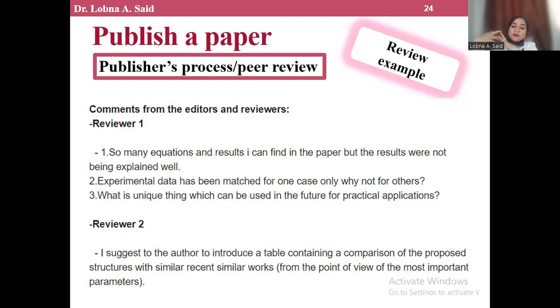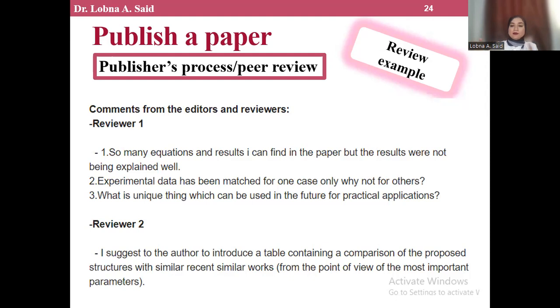And here are some examples of reviews. As you can see, one asks to introduce a table containing a comparison. Comparison is really important, as I told you in the beginning, and if you didn't do the comparison, people ask for it. Reviewer 1: many equations and results I can find, but the results were not clearly explained. As I told you, results have to be clear, concise, to the point, and clearly explained.